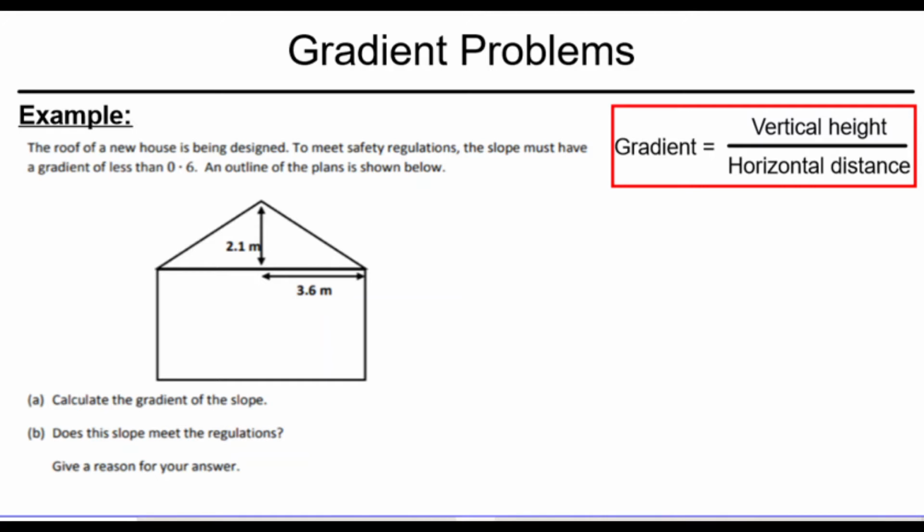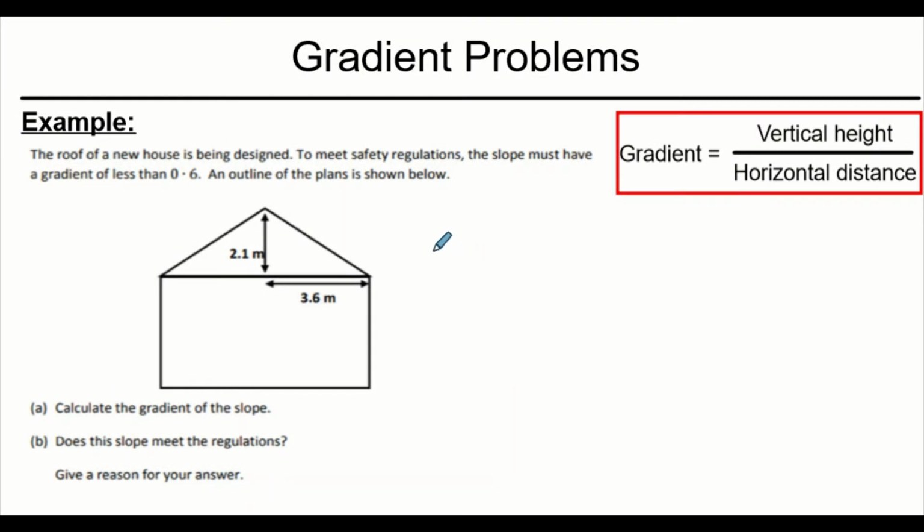So my first part of my question, I'm going to calculate the gradient of the slope. And then for part B, I want to answer the question, does the slope meet the regulations? So is it less than 0.6? And I need to give a reason for my answer. My answer will just be either no, it doesn't meet regulations because it's greater than 0.6, or it's 0.6, or yes, it does meet regulations because it's less than 0.6. And remember that 0.599999 is less than 0.6, so that would count.